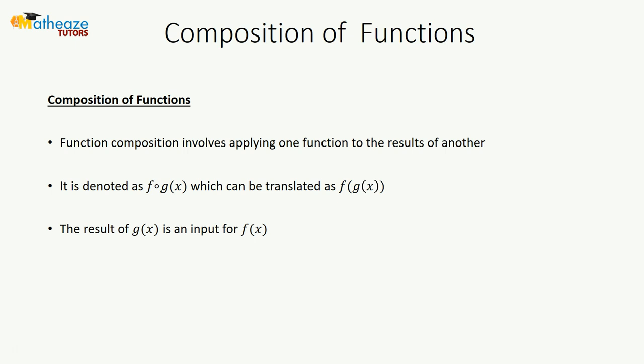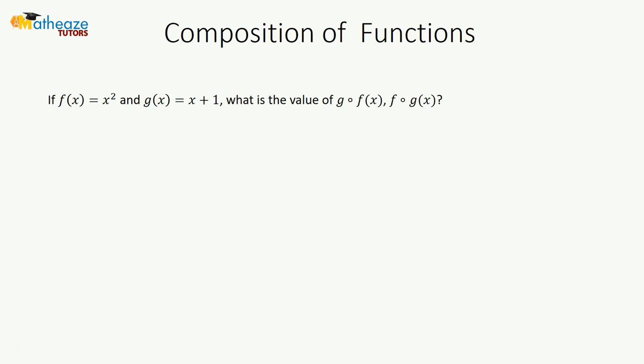So here's how it's denoted: f, then the little o, g of x, which is the same as having g of x as an input to the function f of x. So let's go ahead and try this.